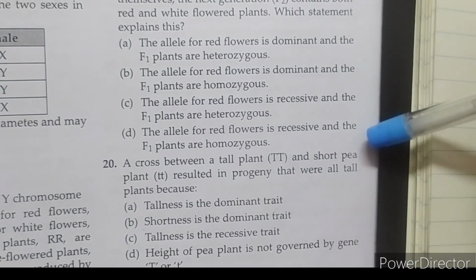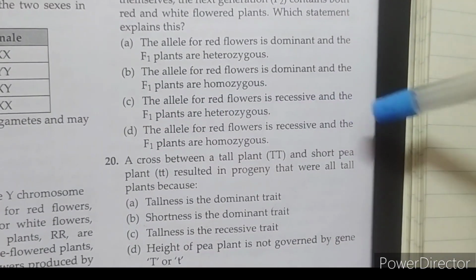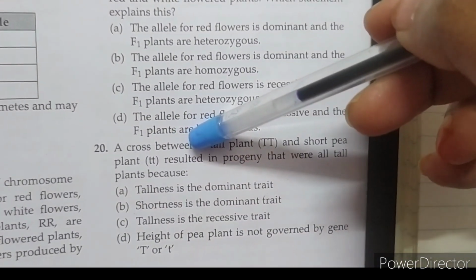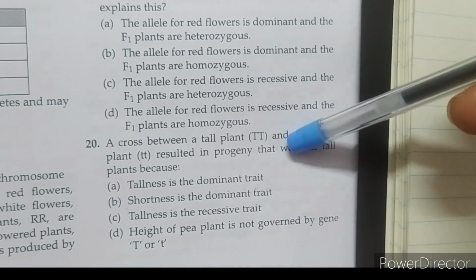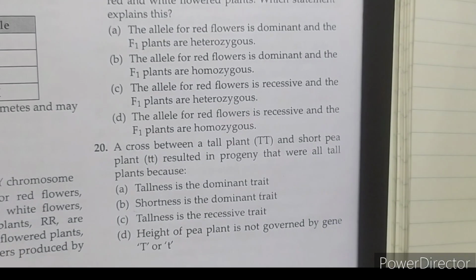A cross between a tall plant and a short pea plant resulted in progeny that were all tall plants. Why is that so? Because tallness was the dominant trait, and therefore in F1 generation all the plants were tall.